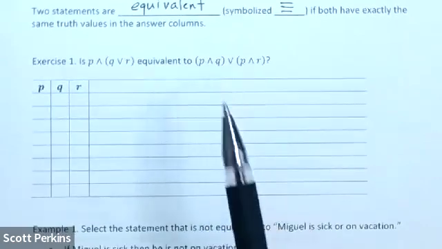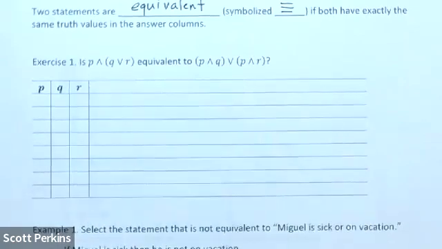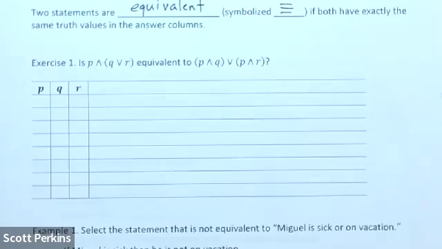Okay, so this is just a nice warm-up exercise. You're going to do the truth tables for both of those statements, and then you're going to compare the answer columns of both. So I'm going to give you a minute or two to do that. And go through your conjunctions and disjunctions.